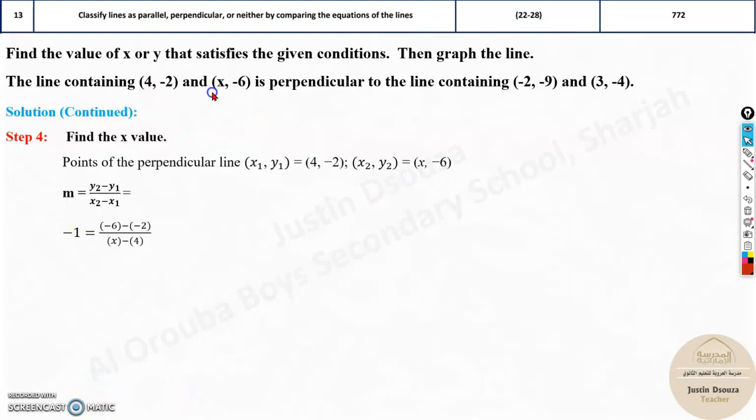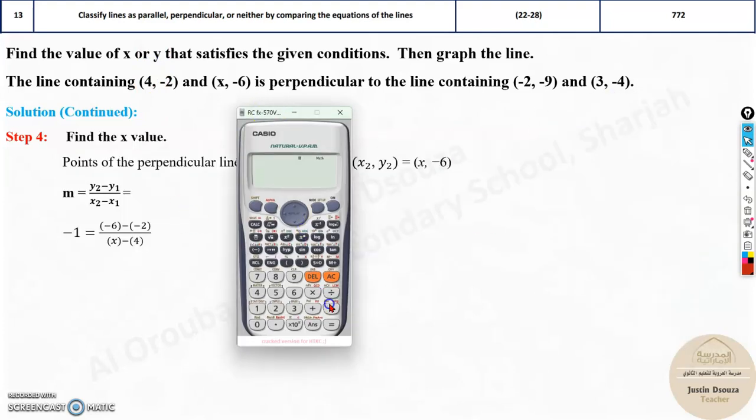Substitute in the slope formula, and now put y2 is -6, y1 is -2, this is unknown x and 4. And now simplify and solve. You can directly solve it in the calculator by putting -1 equals, open the fraction symbol, -6 minus brackets -2 close the bracket, and here we have x, that is alpha, and this symbol, close the bracket, -4. Shift and solve will give you the answer. Don't press directly equal to, shift and solve, and it'll take a few seconds, and the answer is 8.